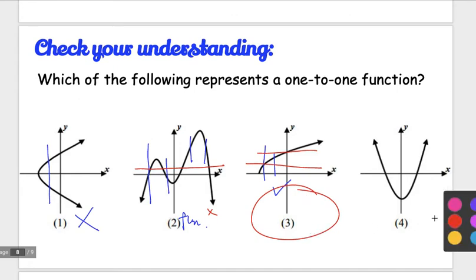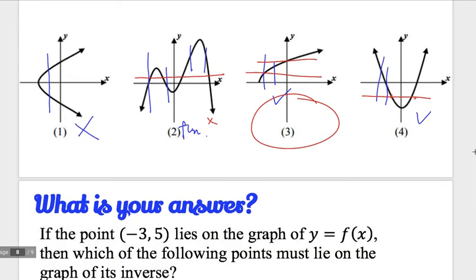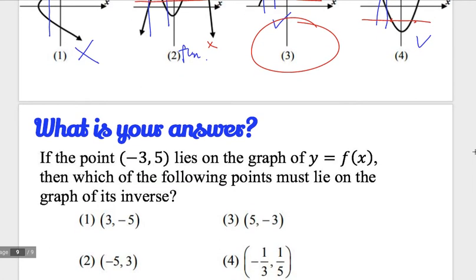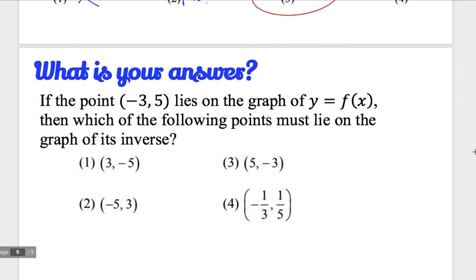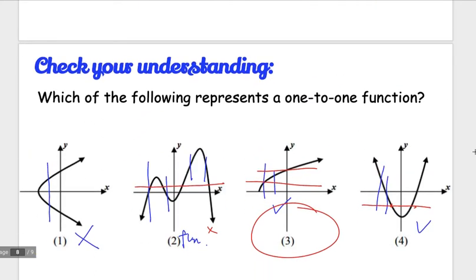Now let's test the last one to practice the method. Vertical line test, it is a function. Horizontal line test, it intersects twice. It is not a one-to-one function. So only 3 makes sense here. So we are going to answer the very last question here. Then we are going to finish our lesson today. Oh, actually, never mind. This is going to be our final question here.